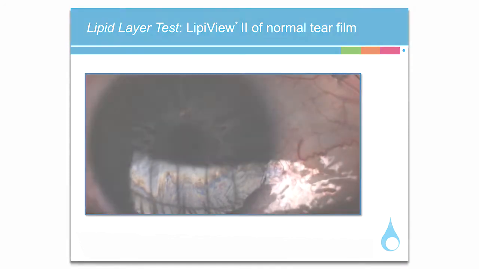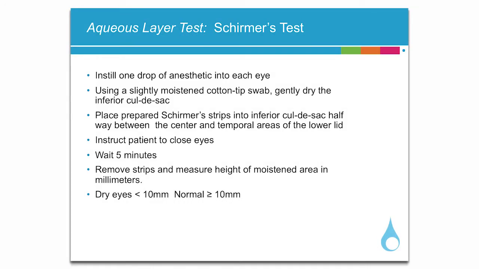These are the recommended steps for performing a Schirmer's test with anesthetic. Instill 1 drop of anesthetic into each eye. Using a slightly moistened cotton tip swab, gently dry the inferior cul-de-sac. Place prepared Schirmer's strips into the inferior cul-de-sac halfway between the center of the lower lid and the lateral canthus. Instruct patient to close eyes. Wait 5 minutes. Remove strips and measure height of moistened area in millimeters. Dry eyes less than 10 millimeters. Normal greater than or equal to 10 millimeters.